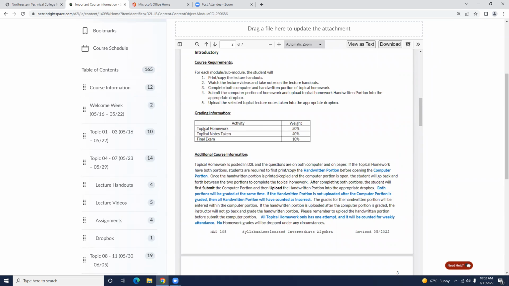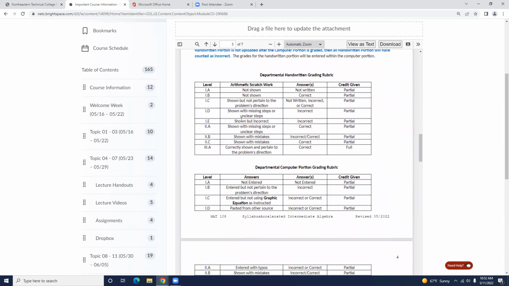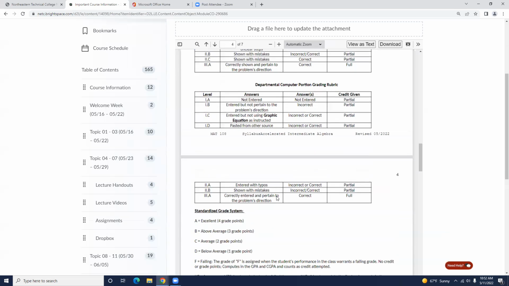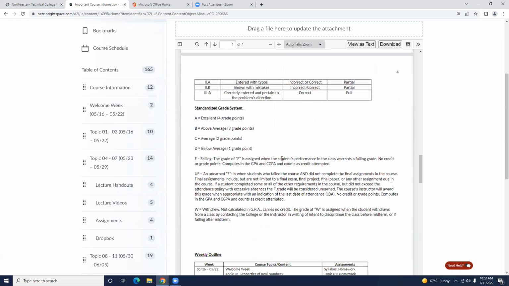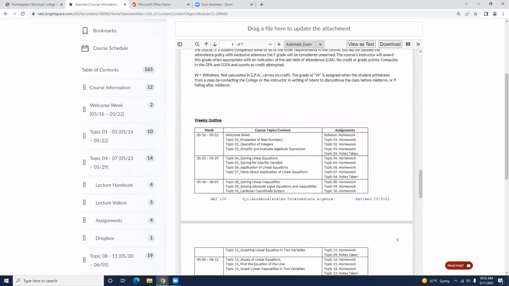In this class, we only have three types of graded assignment, which are your homework, notes taken, and your final exam. Here is the rubric for how I grade the handwritten portion and the computer portion. You can read up on that. Your standard grading system is right here. W means withdrew. W can also mean excessive absence, which I will show you in a bit.